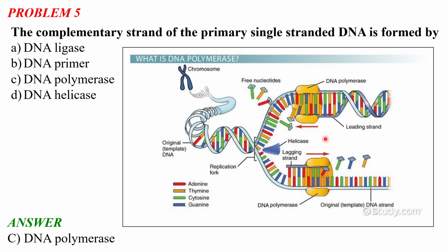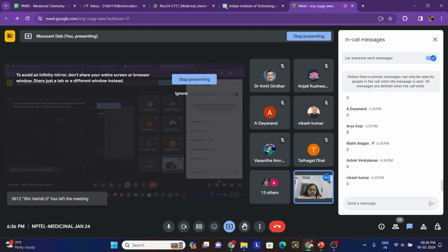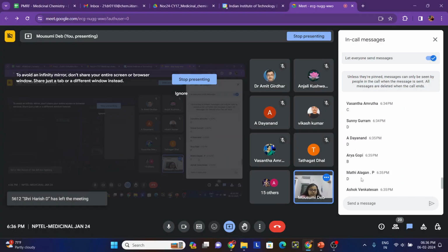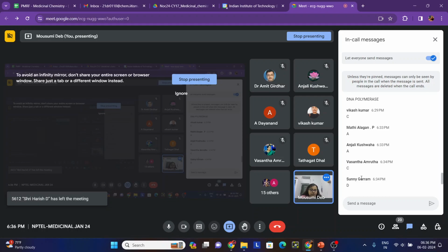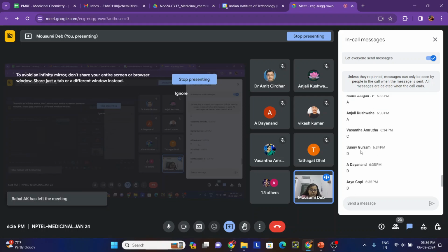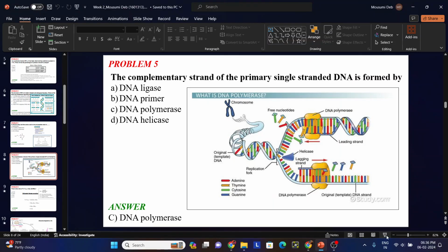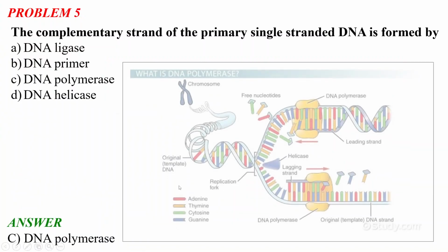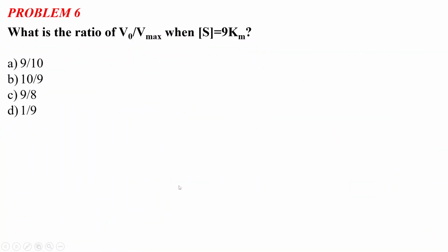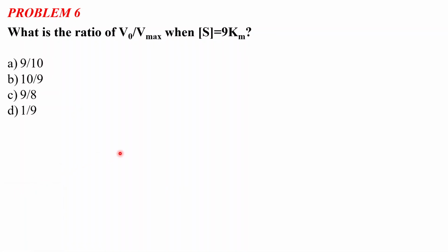Let me check the chat box now. Okay, I have different answers for this question: A, C, D. For this question I have A, B, C, D, all four answers. So now let us check which one is the correct one, and then we will see how to solve this kind of problem. The correct answer is number A, 9 by 10.